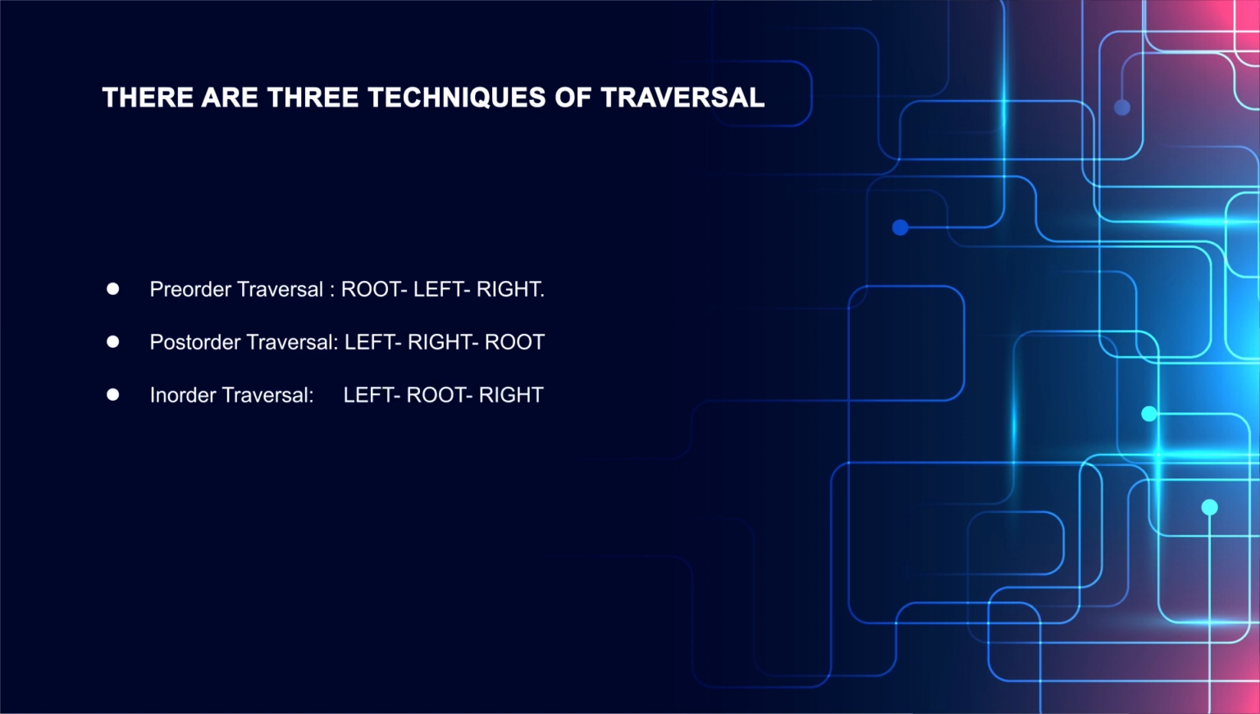In a pre-order traversal, first you fetch the root item, then the left subtree, then the right items. In a post-order traversal, first you fetch the left one, then the right one, and in the end the root one. In an in-order traversal, first you fetch the left one, then the root one, then the right one. One by one we can understand by an example.